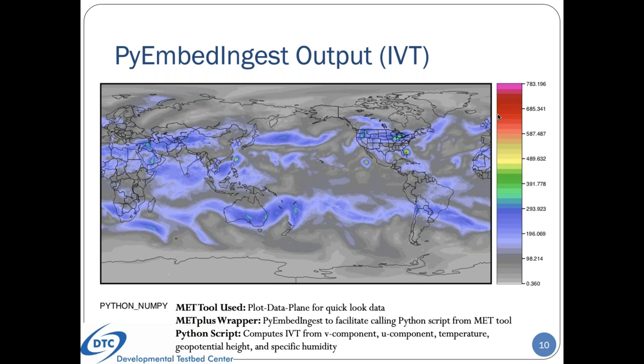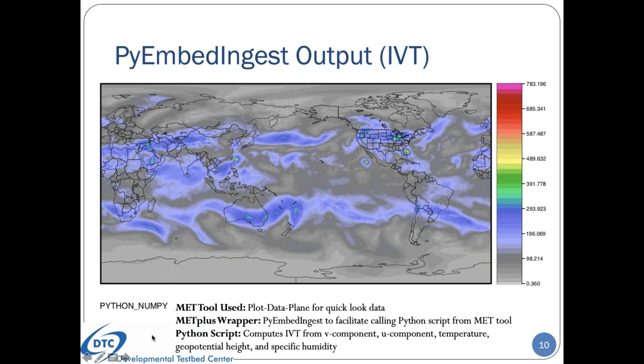And this is the MET tool used to produce this image, plot_data_plane. This is for a quick look at your data, just to make sure things are oriented correctly. That looked like a gut check, which is why we don't see any units here, but we'll get to that. This is plotted from a NetCDF file that was created through the Python embedding ingest, and it facilitates calling that Python script in a way that it can be used by the MET tools.